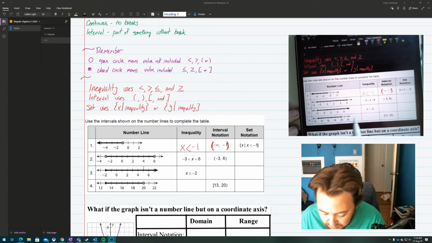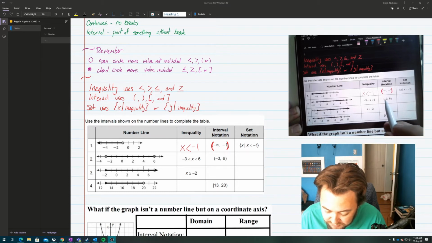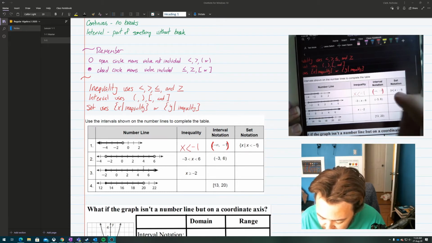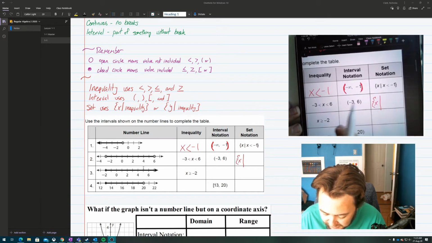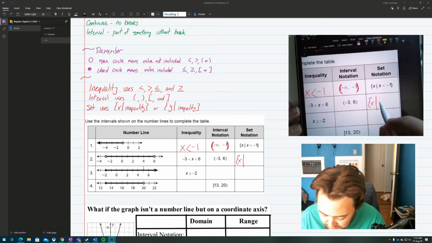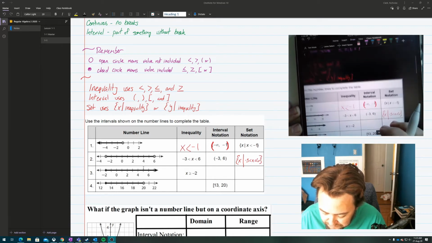So let's look at one that's a little more complicated. So here we have numbers between -3 and 6. So it says x is greater than -3 and x is less than 6. Interval notation. Notice how we don't have the equal bars here. So we have the regular parentheses here. And our set notation is going to be, let me zoom in, curly brackets, x such that, and then our inequality, which was -3 is less than x is less than 6, close curly brackets.